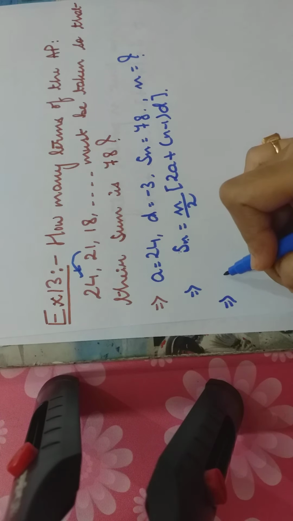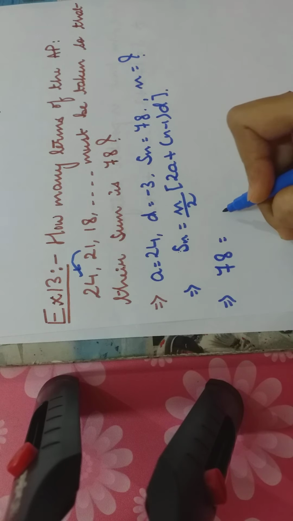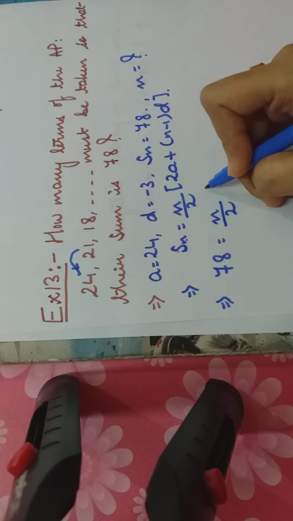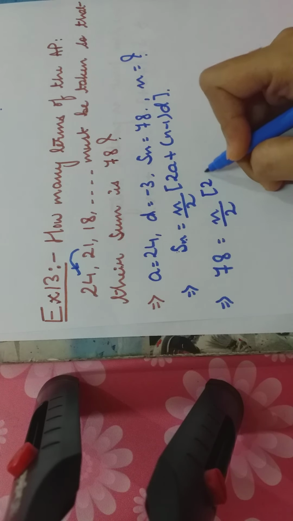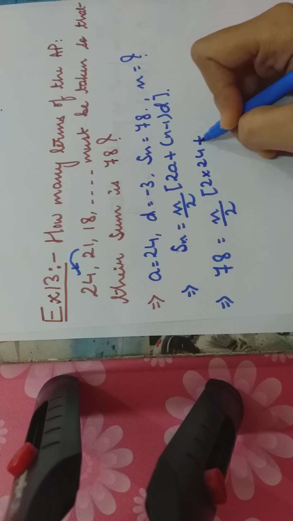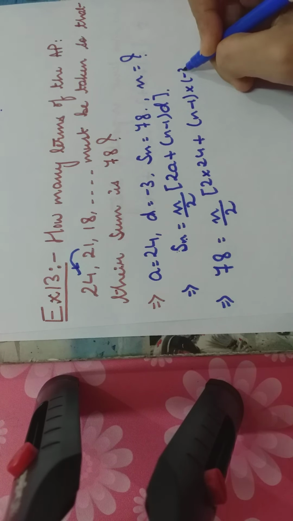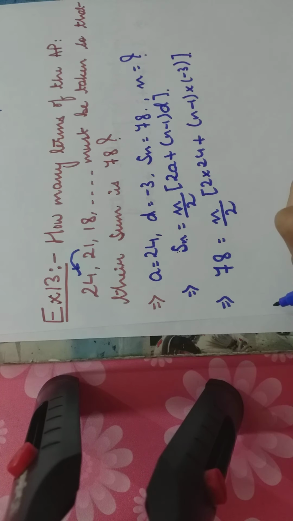Since the Sn value is given, that is the sum of n terms, given as 78, just put the values in the formula, okay. n is unknown, so take n as it is. 2 into a value, 24, plus n minus 1 into D value, minus 3, okay. Now just solve it, okay.